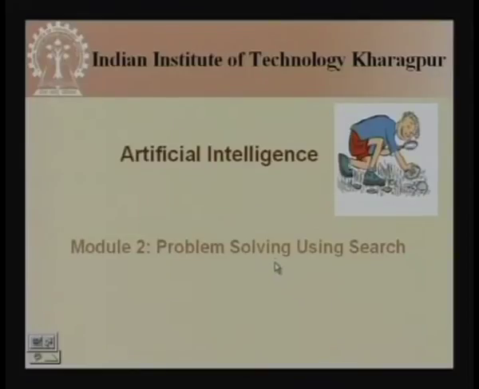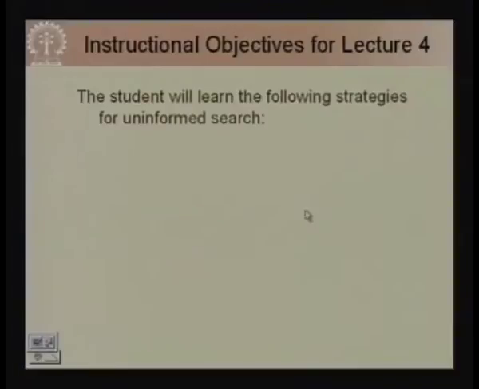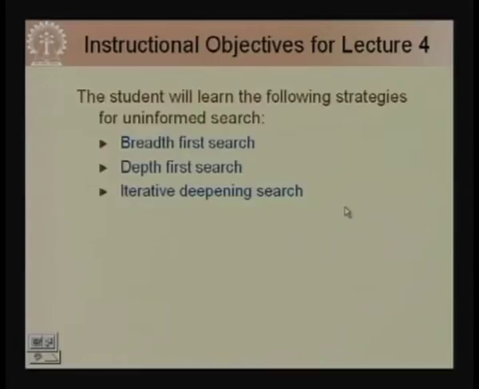Now we are ready to start today's lecture, of module 2, which I started in the last class, problem solving using search. In today's lecture we will talk about uninformed search. The instructional objectives of today's lecture: the student will learn the following strategies of uninformed search: breadth first search, depth first search, iterative deepening search, bidirectional search. So we will look at these 4 strategies.